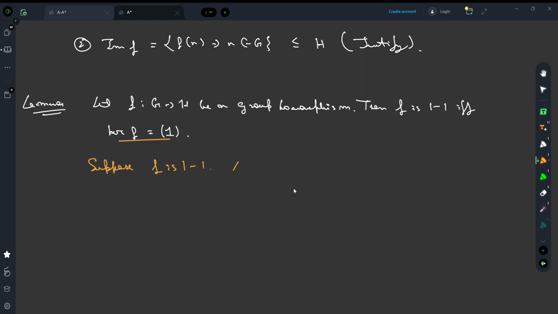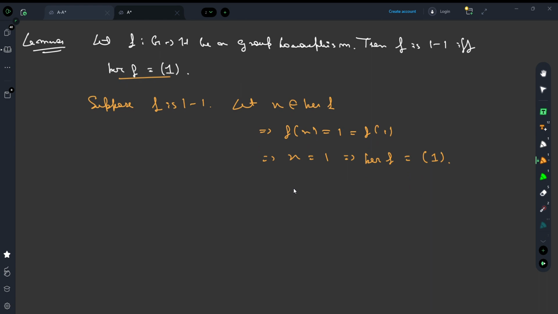So I need to show this. Let x be an element from the kernel of f. But that would immediately imply f(x) equals 1. But f(1) is also equal to 1. But since f is one-one, that implies x must be equal to 1. But x was an arbitrary element chosen from the kernel of f, so it equals 1. Therefore, the kernel of f is just the group containing 1.